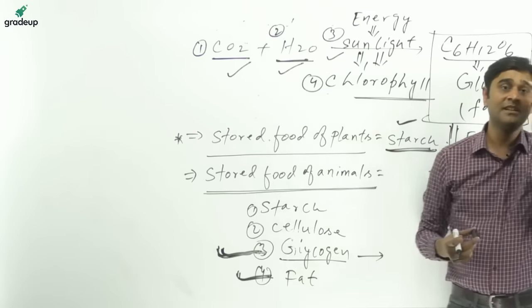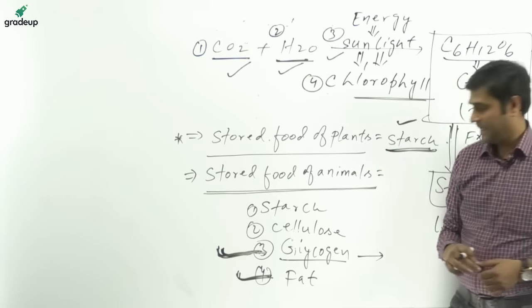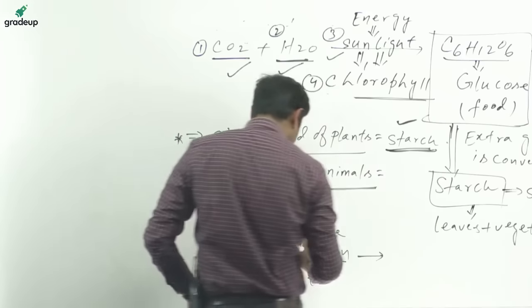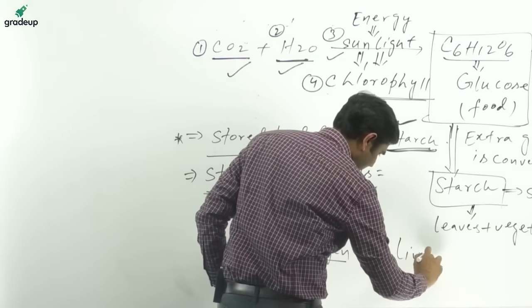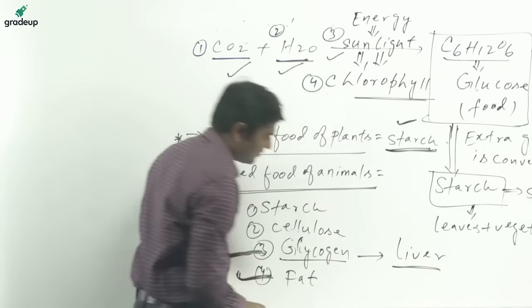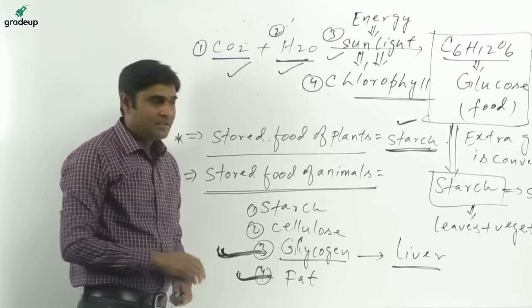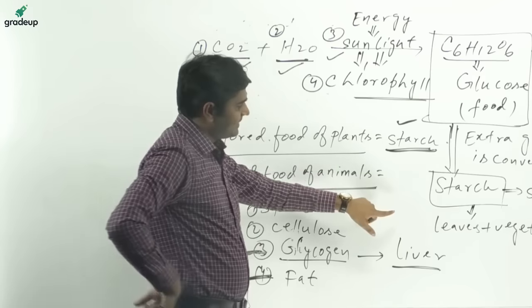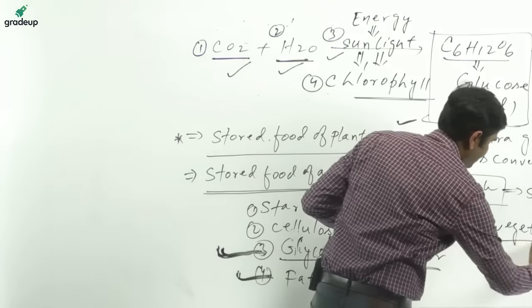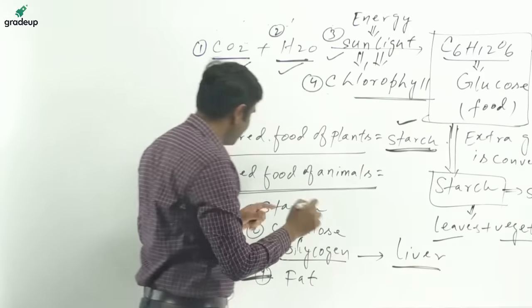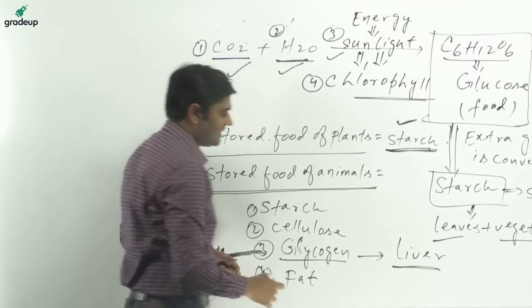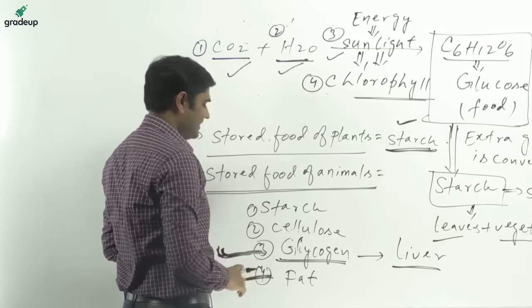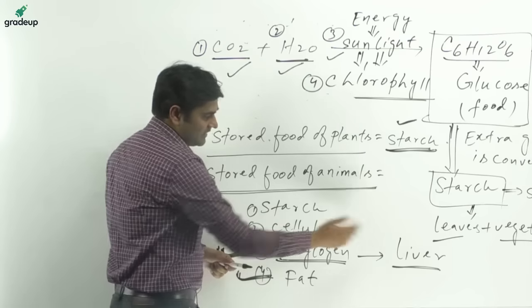Glycogen is stored in which part of the body? So the answer is, glycogen is stored in the liver. So the stored food of plants is starch and it is stored in leaves, vegetables and fruits, and the stored food of animals is glycogen and glycogen is stored in the liver.